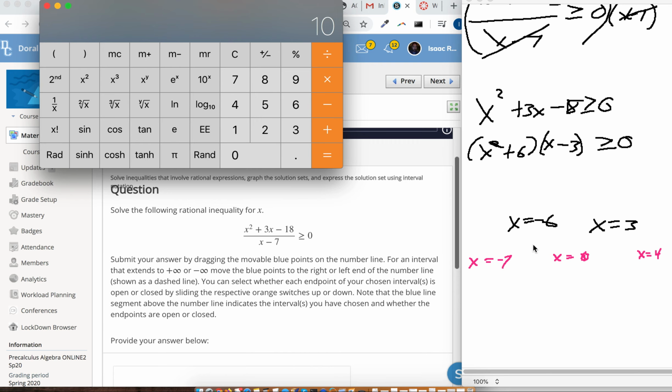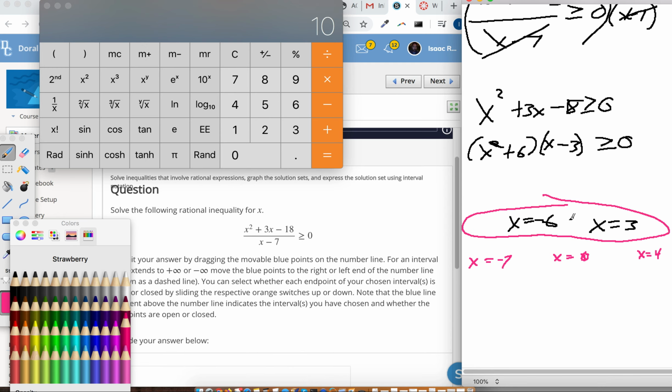That's positive, so that's greater than 0. Okay? And so if you test the point to the right of x equals 3, like x equals 4, you get in the numerator 16 plus 12 subtracted by 18, you get a positive 10 divided by a negative 4. That doesn't work. So our solution is between these two.